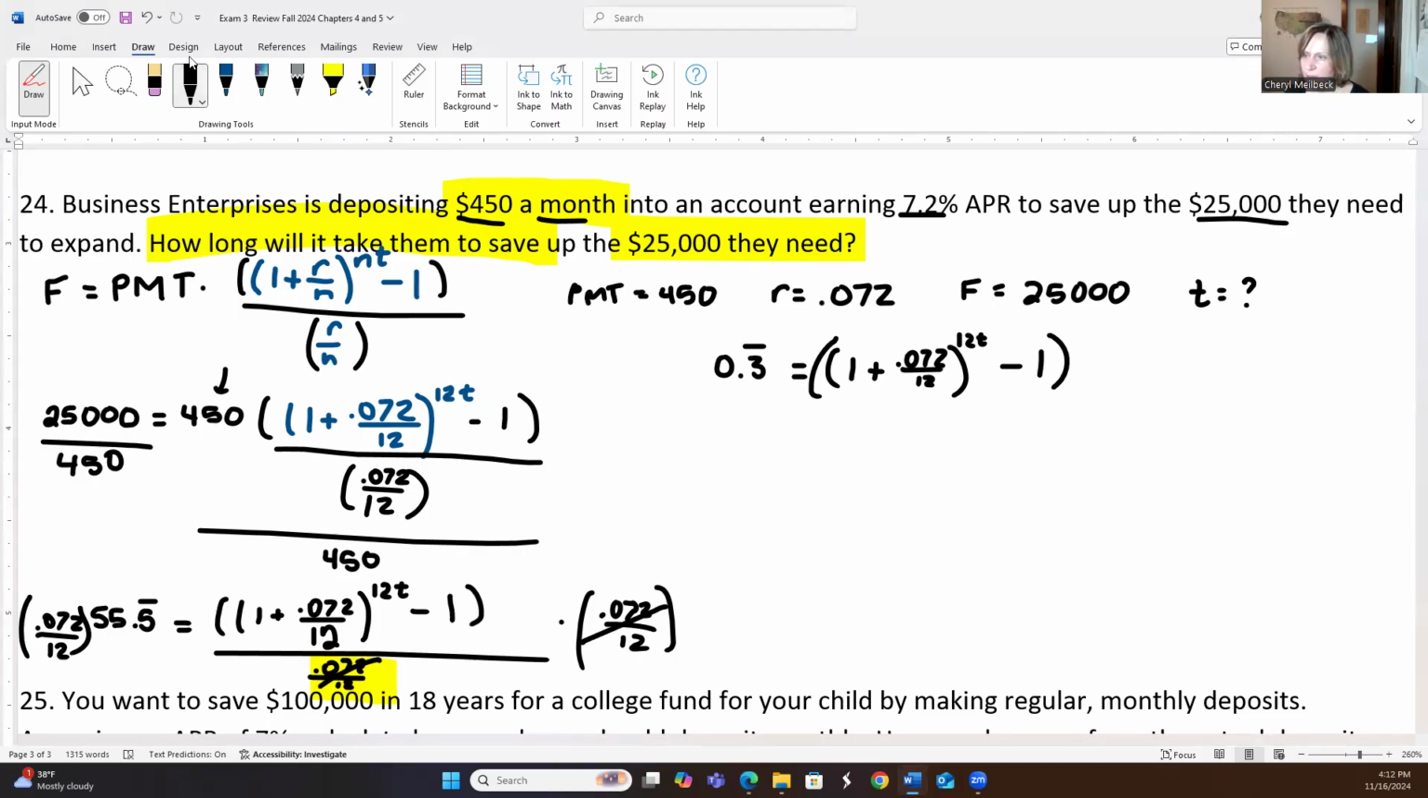But since there's nothing else on the right side of our equation, I can get rid of the parentheses that surround the numerator. And to work on solving this now, we'll add 1 to both sides, so we isolate this exponential. On the left, that'll give us 1.3, and that's going to keep going, and it will equal 1 plus 0.072 divided by 12, to the 12t. At this point, when we have our variable in the exponent, there are two ways to solve it. We can solve it by graphing, or we can solve it using logs. So let's see what that would look like.